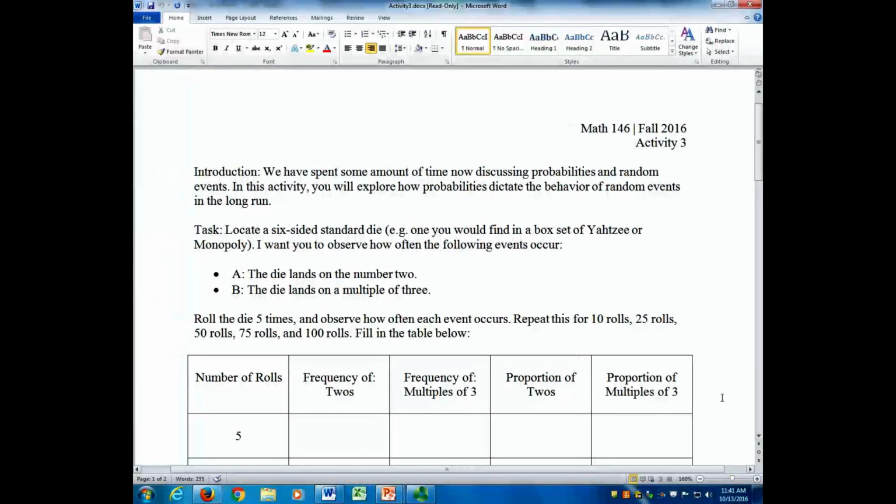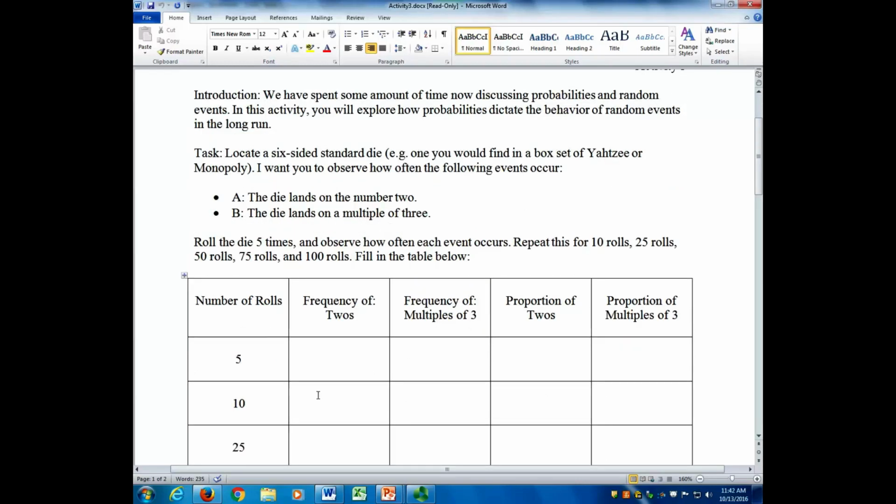So I'm assuming somewhere in your house or the house of someone you know, you can track down a six-sided die in a game of Yahtzee or Monopoly or something like that. Anybody think they'll be unable to locate a six-sided die? Can I do it with a D20? Sure. You may do it with a 20-sided die. It'll change the problem a little bit, but it's still very possible.